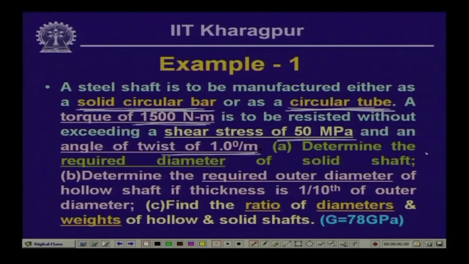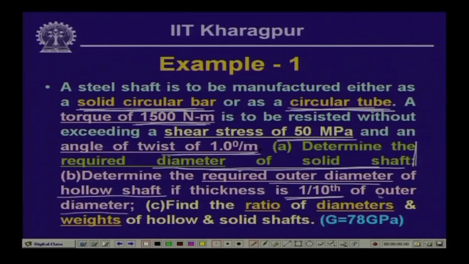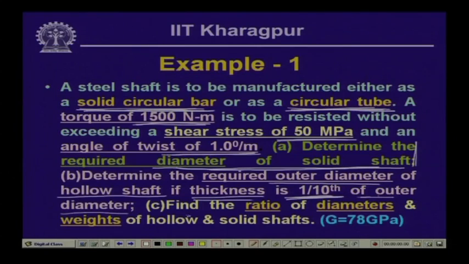So, what you need to determine is the diameter of the solid shaft. In the first case, this is part A. Part B is that you will have to determine the outer diameter of the hollow shaft if the thickness is 1/10 of outer diameter. So, the inner diameter is given in the process, outer diameter is d, and the thickness is 1/10 of the outer diameter. Hence, if we deduct twice the thickness from the outer diameter, we will get the inner diameter of the hollow tube.